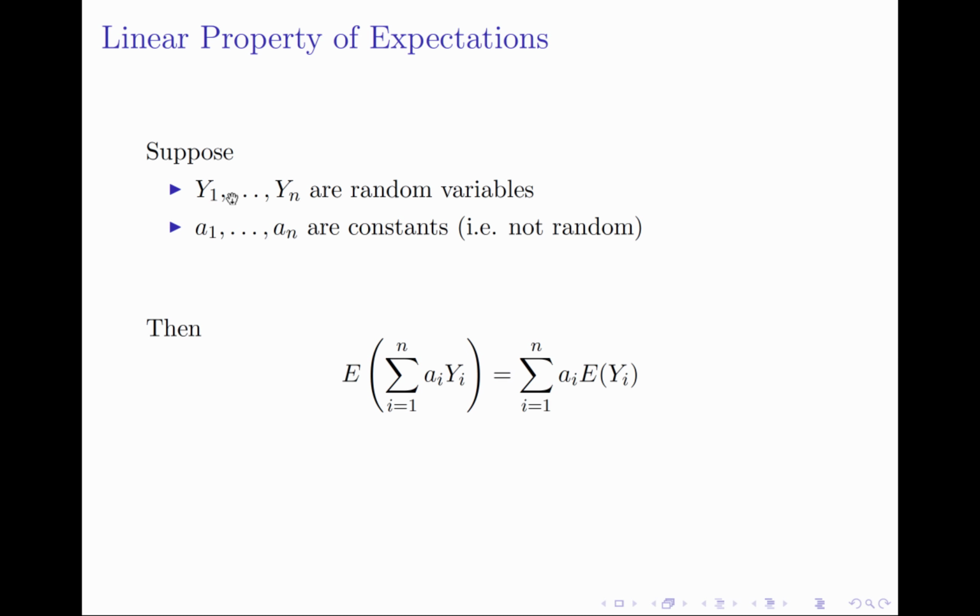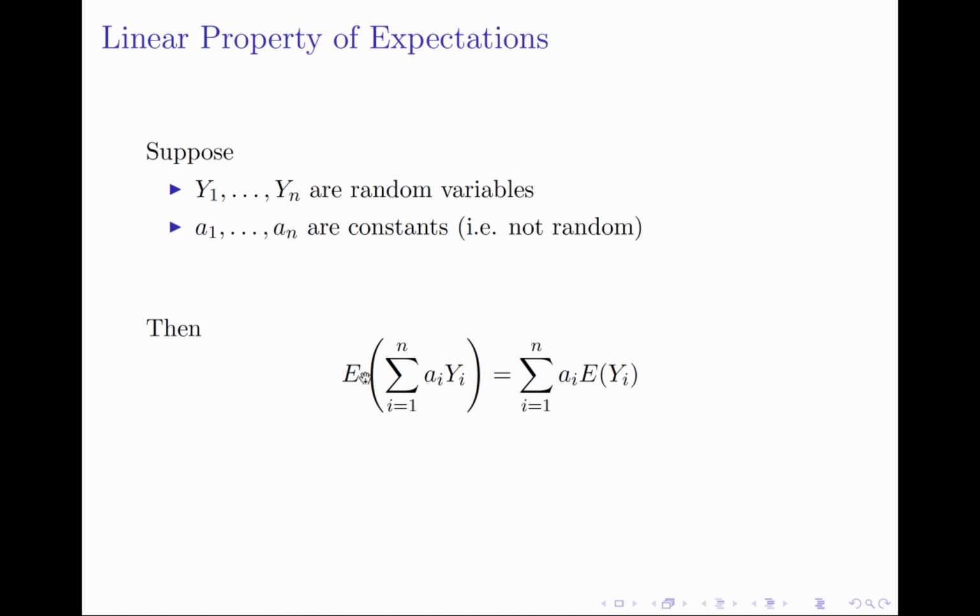Let's suppose we have n random variables, y1 up to yn. Those can be any random variables. Obviously, we're thinking of those as being relevant to our sample, our statistical situation. And then we also have some constants, lowercase a1 to an. They're not random. They're just some numbers of some description, but they're not random variables.